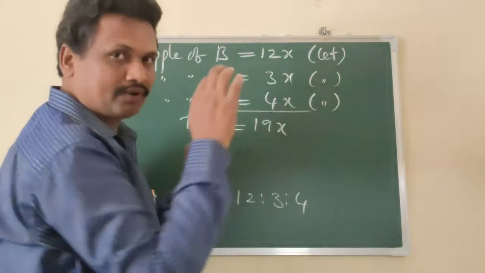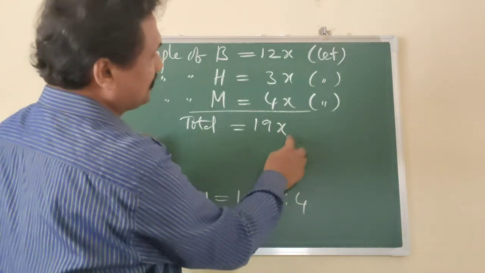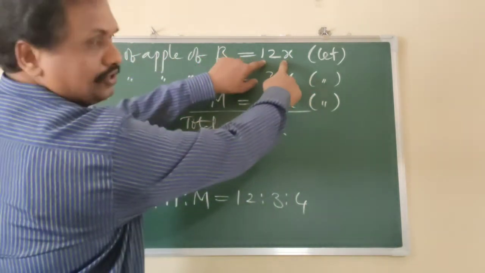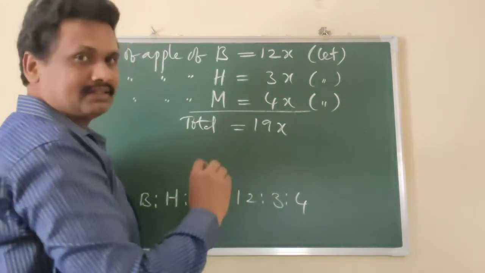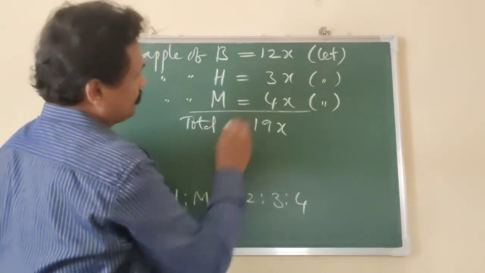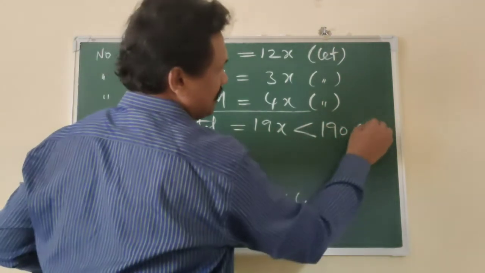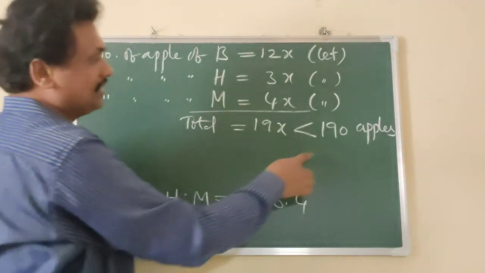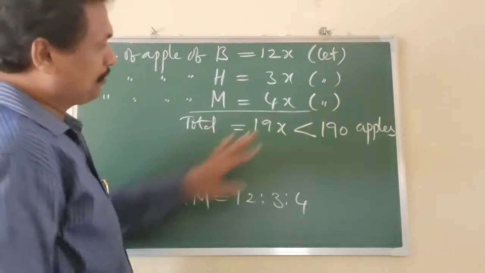Suppose the total is given as equal to 190 apples, then it is easy to get x equal to 10. By substituting 10, 12 tens are 120, 3 tens are 30, 4 tens are 40, that is the answer. But here, the given total is less than 190 apples. That's why the total is less than 190, and we are asked the maximum number of apples Bill brought. That is the purpose we are finding.